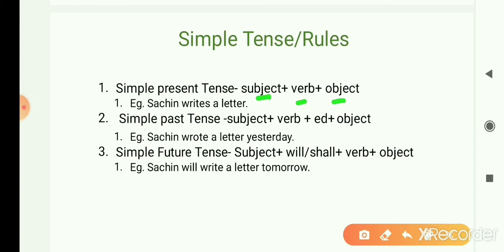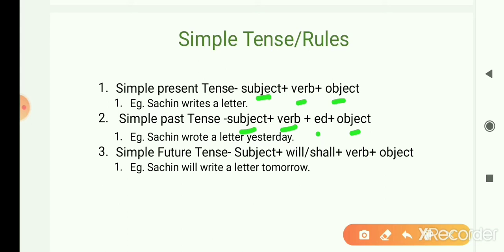What is the rule for simple past tense? Subject, verb plus ed, and object. Why ed? Because it is past. See, the formula is the same. The only change is we are adding ed. So what will be the sentence? Sachin wrote. Past of writes is wrote. Sachin wrote a letter yesterday.